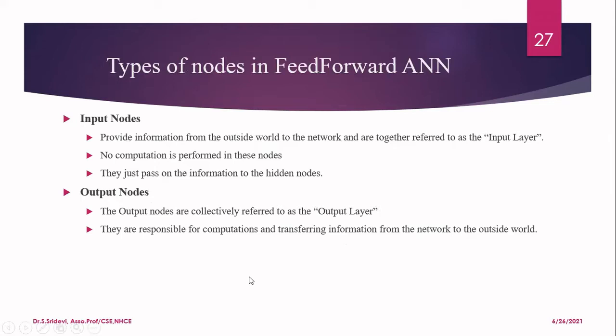And before that, we will see what are the functions of various nodes in the feed-forward ANN. So we have three different types of nodes: input nodes, output nodes, and hidden nodes. Now let us see their functions. First, we'll focus on the input nodes. These input nodes provide information from the outside world to your network. And all these nodes are connected together. They will be part of the input layer.